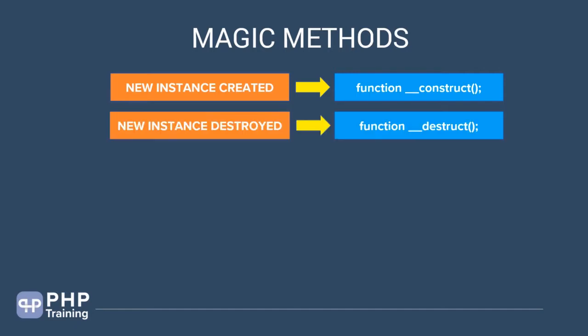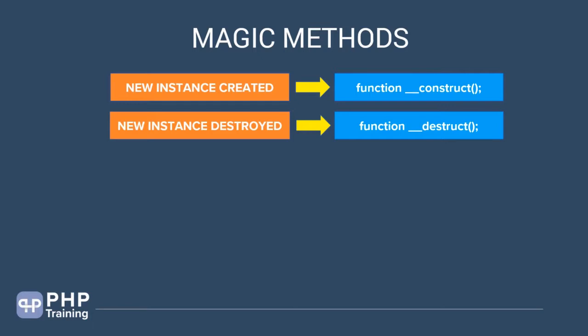When an instance is destroyed, the destruct method is called. It's the same format, __destruct, and these are called magic methods, which are already available in your class, and you don't call them. They are automatically called by PHP depending on the trigger points. The trigger point for the first one is when the instance is created, and the trigger point for the second one is when your instance has been destroyed.